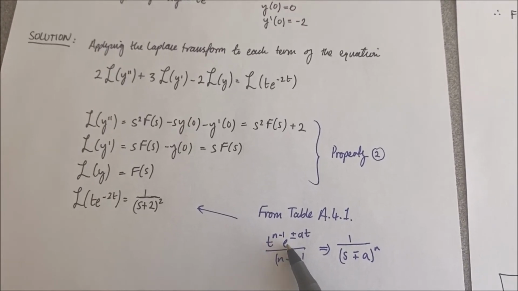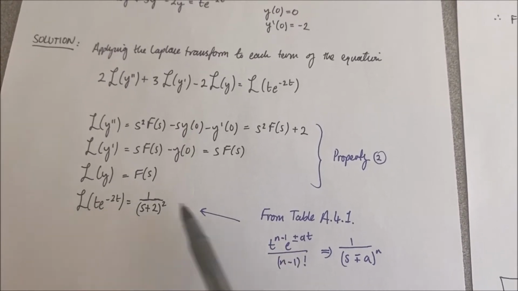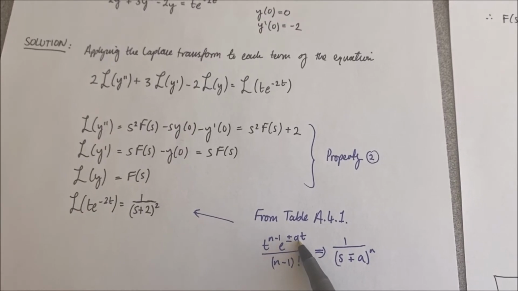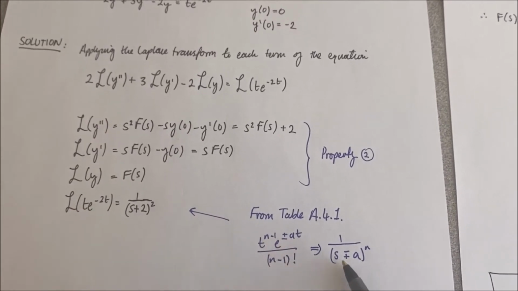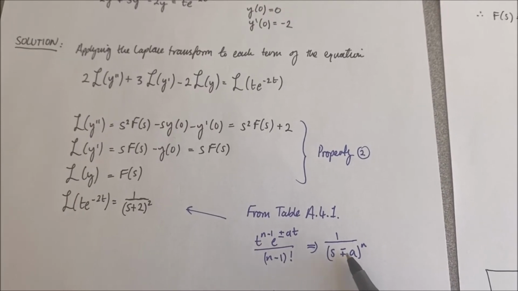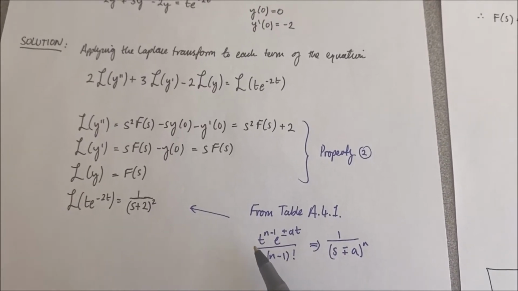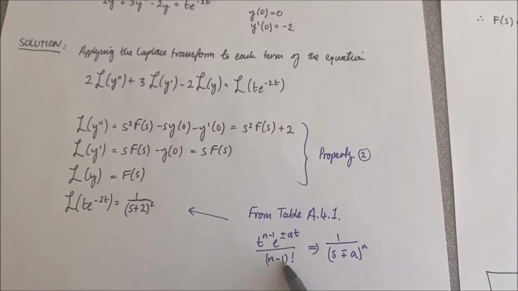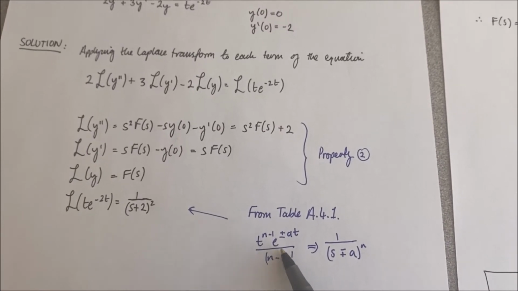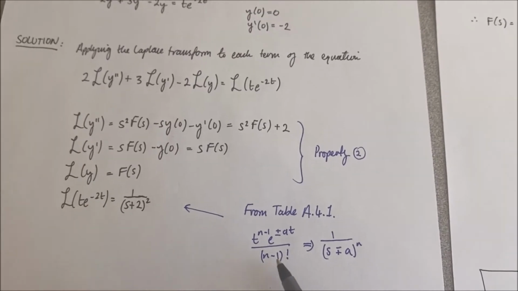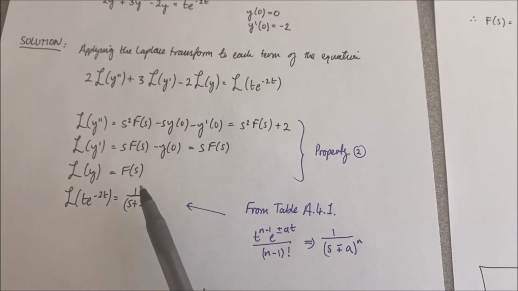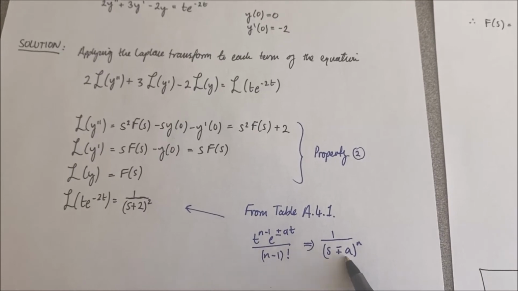And then I'm going to have e to the negative 2t, so a is going to be 2. I'm going to use the negative sign here, which then corresponds to the positive sign down in here in our result. And then, of course, if n is 2, 2 minus 1 is 1 factorial, which is 1. So all of this will just be over 1, so that corresponds nicely. So the result we're going to get here is 1 over s plus 2 squared.